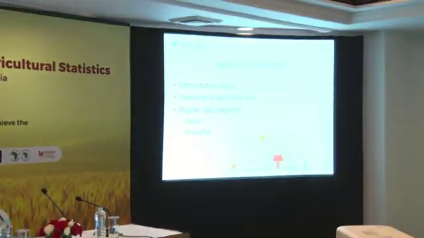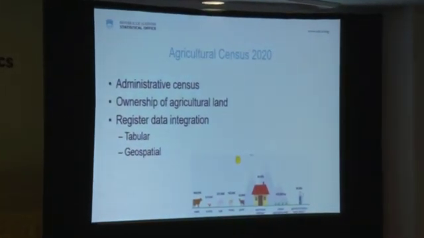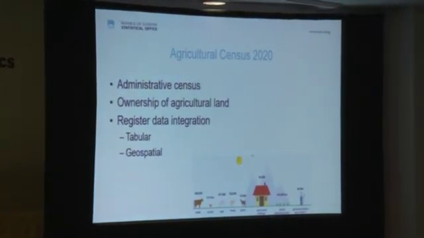In the work that I'm presenting now, we identified the ownership of agricultural land, meaning how much of the land is rented versus owned on each individual agricultural holding. So basically, it is microdata that is required for the census 2020. We did integration of both tabular and geospatial data.